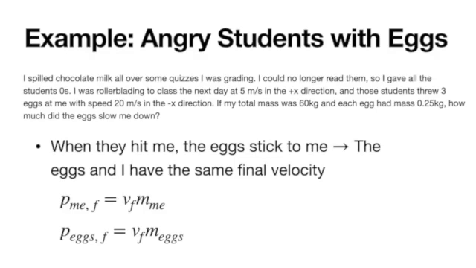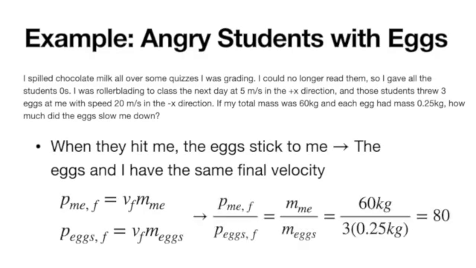This isn't really important to solving the problem, but if we take the ratio of those 2 things, my momentum over the eggs' momentum, the velocities cancel because v_f and v_f are the same, so I just get that the ratio of our momenta is just the ratio of our masses. On the top I have my mass, on the bottom I have the 3 eggs' mass, and it's a factor of 80. So my momentum is 80 times bigger than that of the eggs in our final state when we're moving together. So now we're getting somewhere.